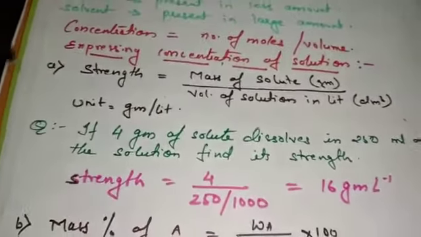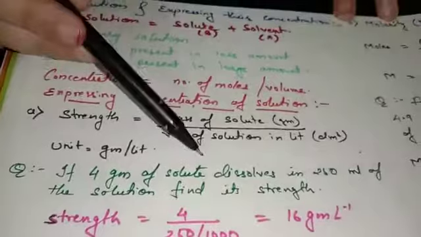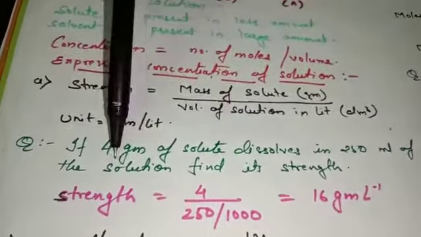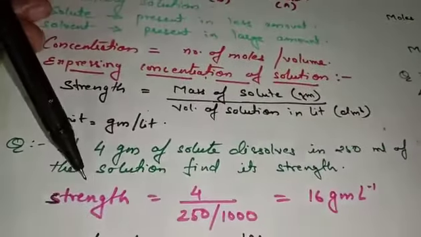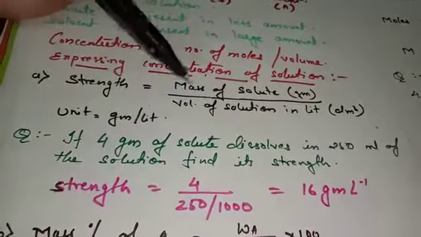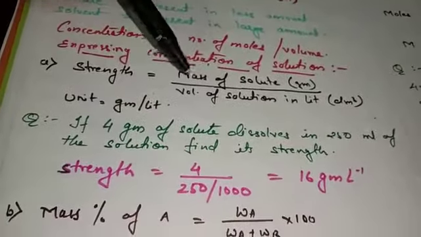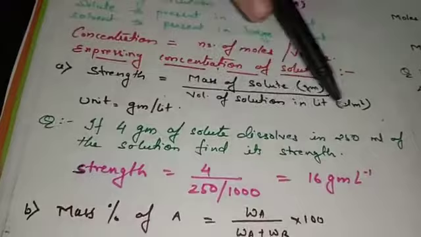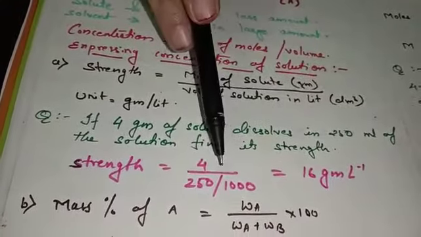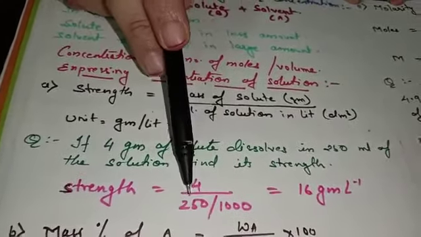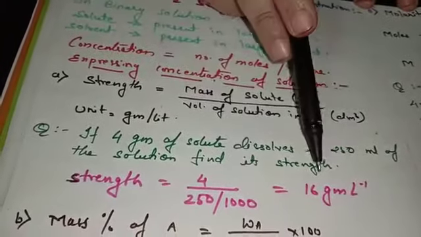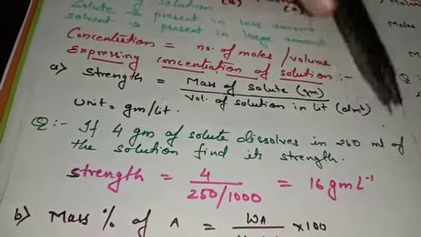So if I write down a question: if 4 gram of solute is dissolved in 250 ml of the solution, find its strength. So strength comes to be, by the formula, mass of solute. Mass of solute is given to us, that is 4 gram. And volume of solution in liter. As volume of solution is given here as 250 ml, I have to convert it into liter. It will be 250 divided by 1000, and the answer comes to be 16 gram per liter.